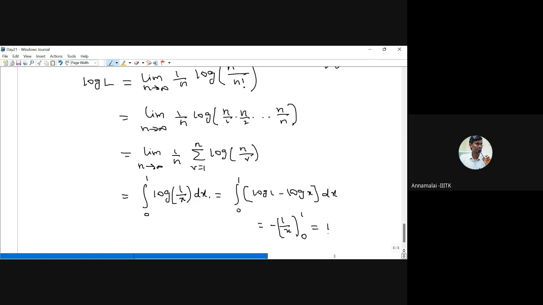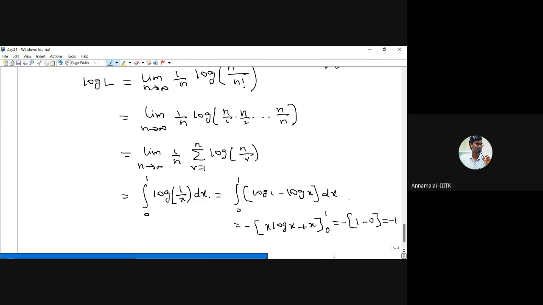Sorry, what is the integration of log x? It is x log x minus x, whose differentiation gives log x. So minus the integration of log x, which is nothing but x log x minus x, evaluated from 0 to 1. Now, substitute 1: log 1 is 0, and then we have minus 1. Minus, if we substitute 0, we get 0. Therefore, we get minus 1.